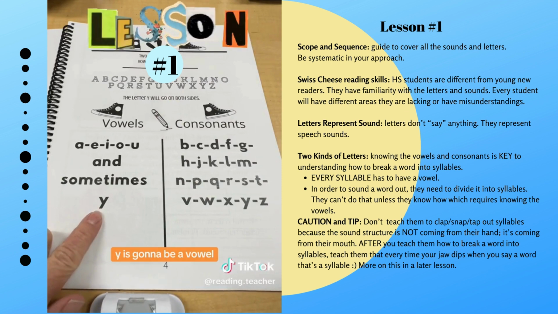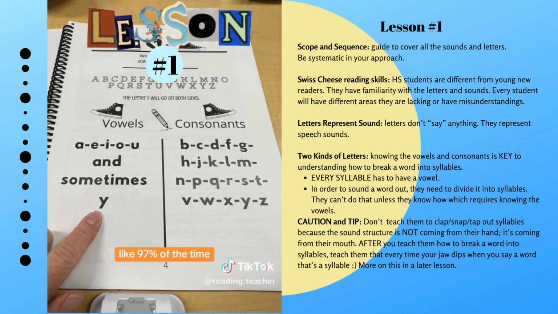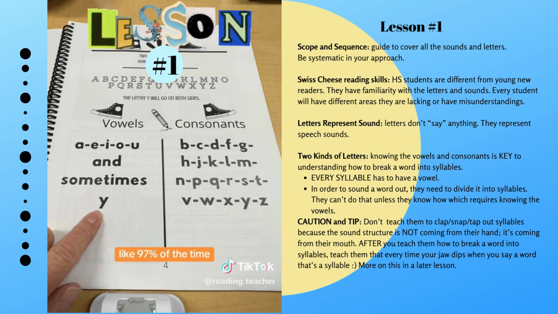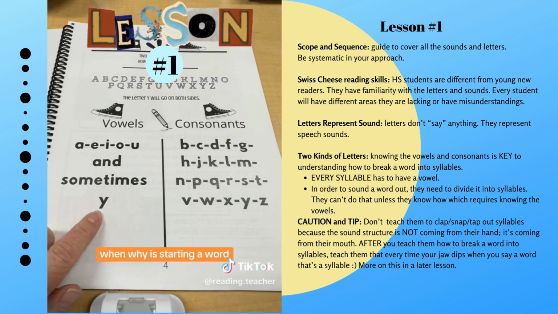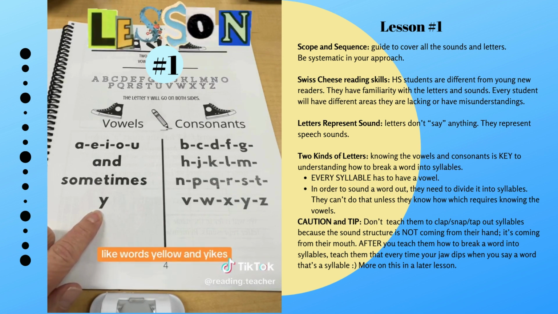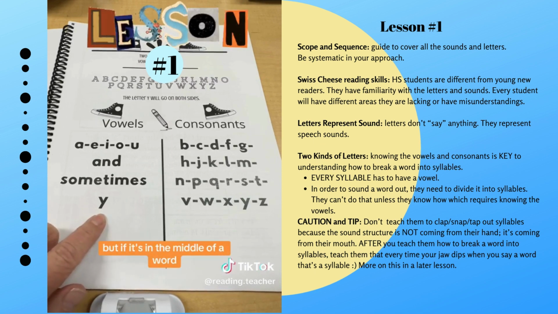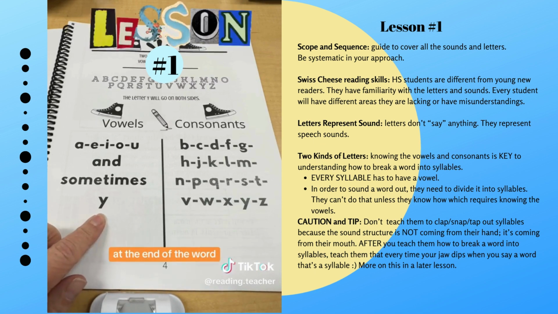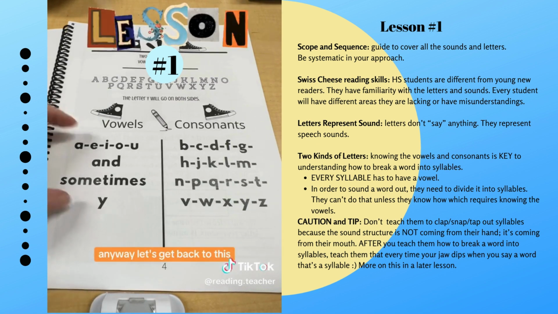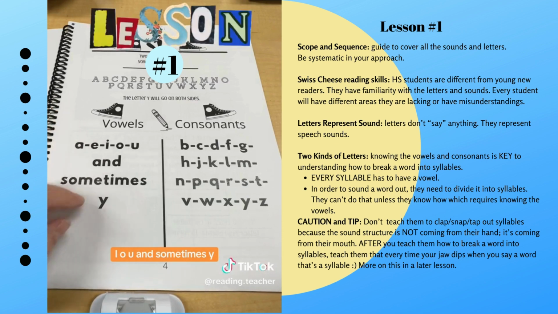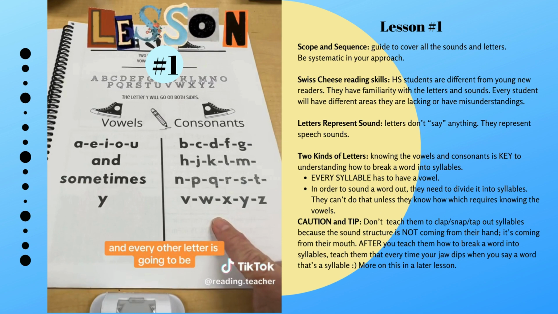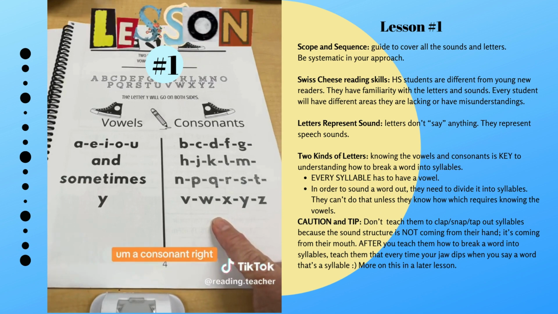Y is going to be a vowel like 97% of the time. I don't even know why we say sometimes, because it's really like 97% of the time. When Y is starting a word, that's when it's going to be a consonant, like the words yellow and yikes. But if it's in the middle of a word or at the end of the word, it's probably functioning as a vowel. Anyway, let's get back to this. They need to know A, E, I, O, U, and sometimes Y with automaticity. And every other letter is going to be a consonant, right?